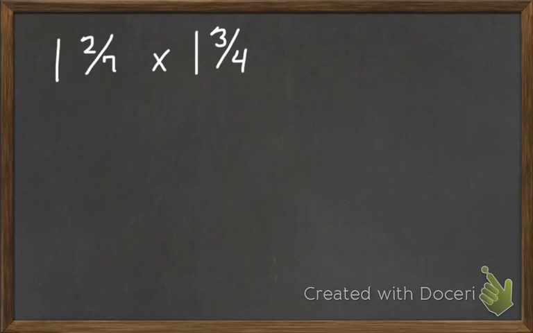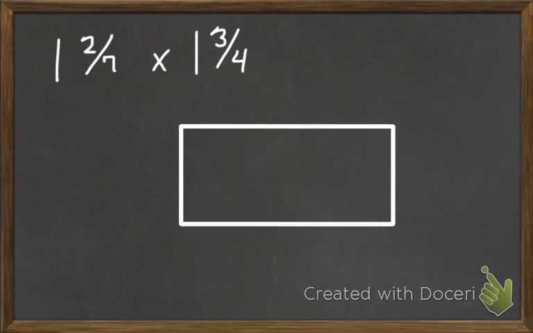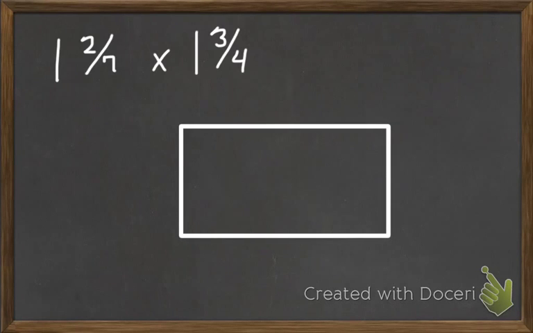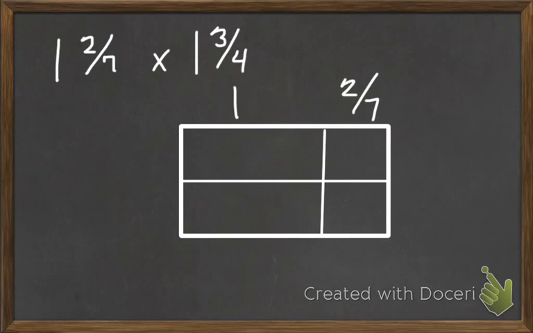So here's another problem. We can do it the same way, but now we have two mixed numbers. So we're going to use this to represent our problem. And so here, let's say this is 1 and 2/7 over here, and 2/7 is going to be this area, and 1 will be this area, and then 1 and 3/4 will be here.